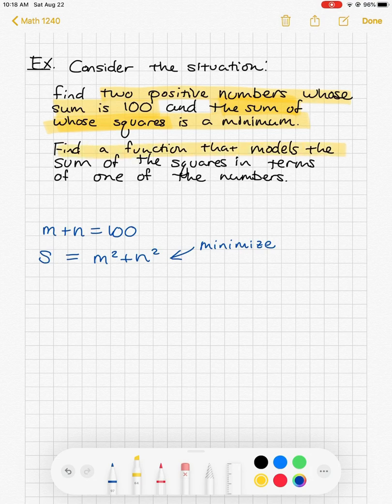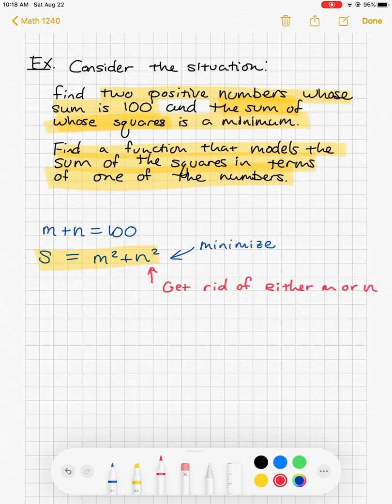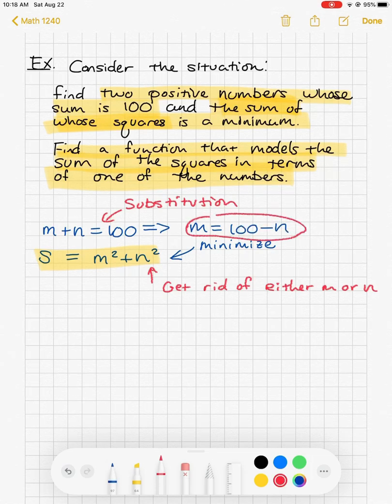It says, find a function that models the sum of the squares. Oh, there's that. But it says in terms of one of the numbers. So that means what I have to do is I have to get rid of either m or n. They want this just in terms of one of the numbers. So again, I'm going to do a substitution. So solve this first equation for either m or n. Then I take that and I substitute it into the second formula. And then I guess I'll simplify it.